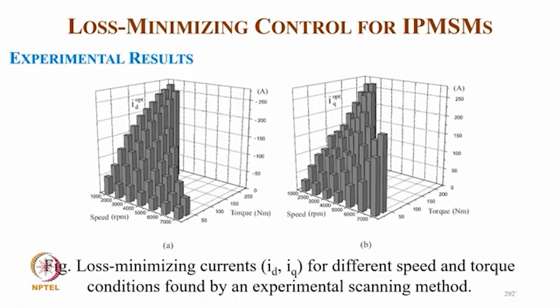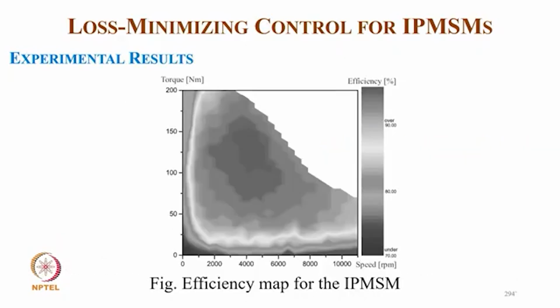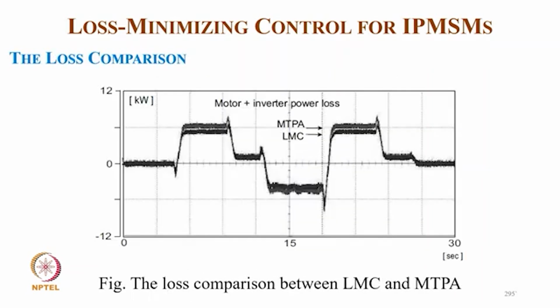And this is a photograph of the experimental setup. And these are the loss minimizing currents ID IQ for different speed and torque found by the experimental scanning method. And the loss minimizing ID IQ with fixed speeds 1000, 3000, 6000 RPM as torque is increasing. And this is the efficiency map of the IPM, your interior permanent magnet synchronous motor.